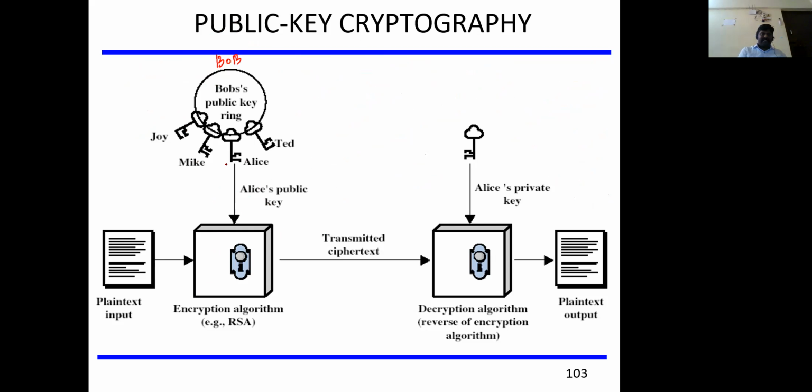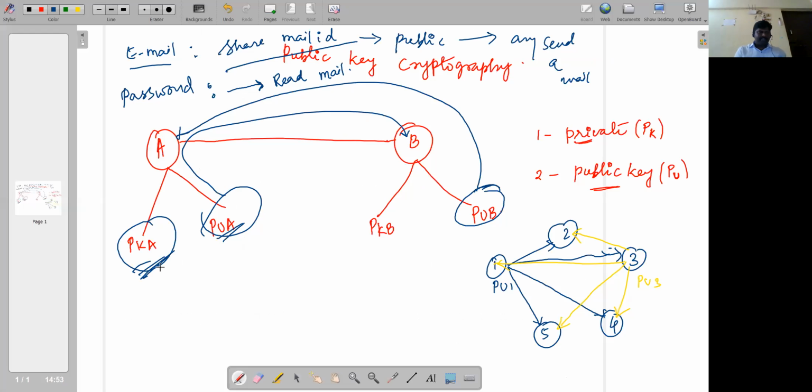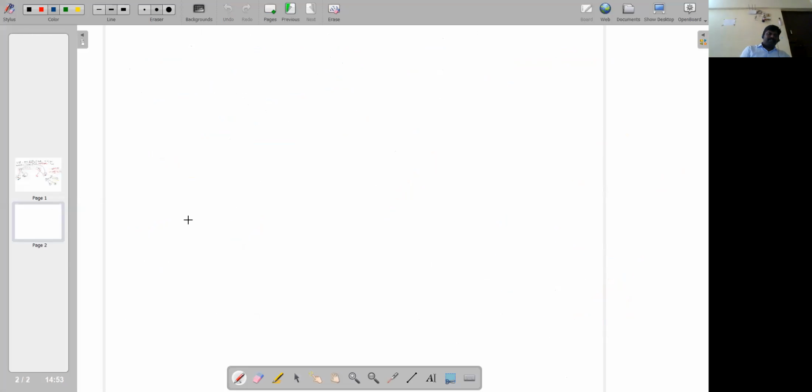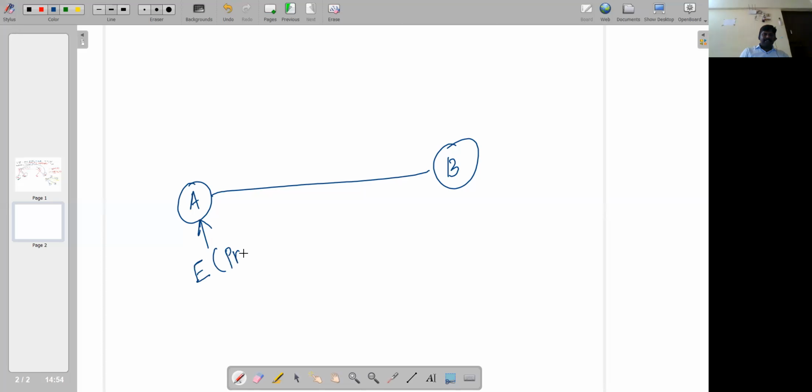Forget about this diagram. Otherwise I can take a fresh page in the open board and share it. Suppose user A wants to send a message to the receiver B. In order to do the encryption, the sender will use its own private key of A, PRA, whatever it is. After doing the encryption, you will get the cipher text, which is going to be delivered to the receiver.